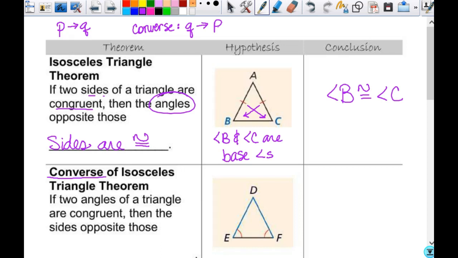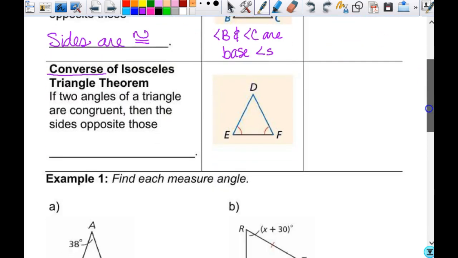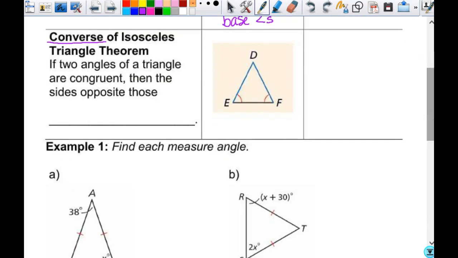All right, so since this talks about we have congruent sides that gives us congruent angles, the converse is going to be we have congruent angles that gives us congruent sides. Okay, so just the opposite, just works backwards. So what this says, again, it doesn't use the word isosceles triangle at all, but it says if two angles of a triangle are congruent, then the sides opposite them are congruent.